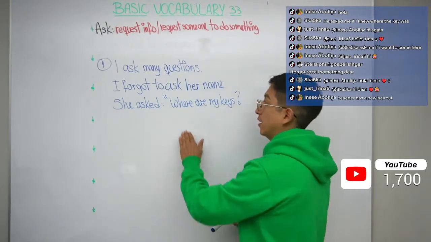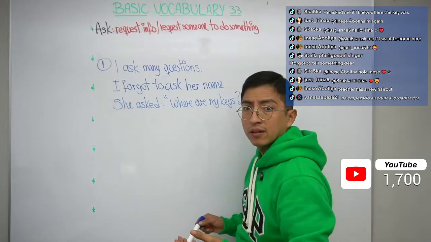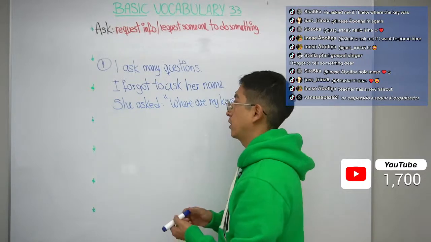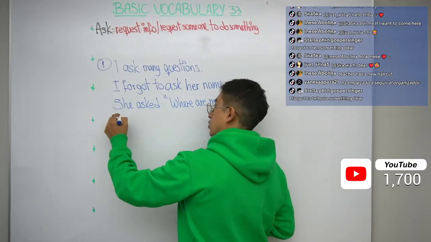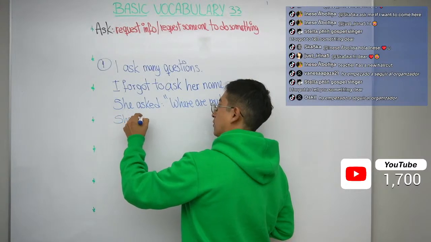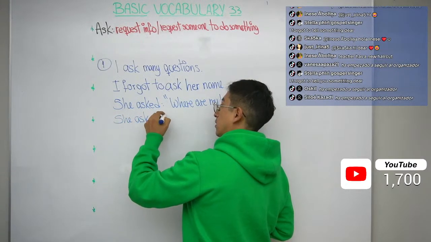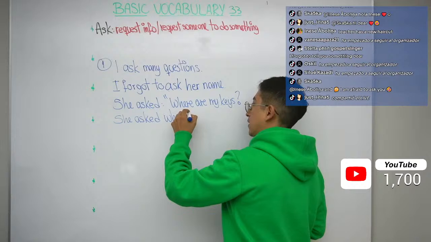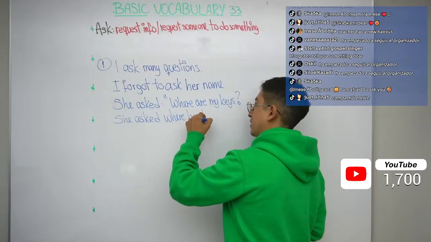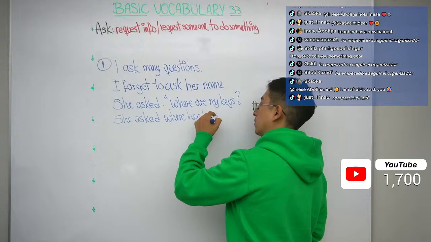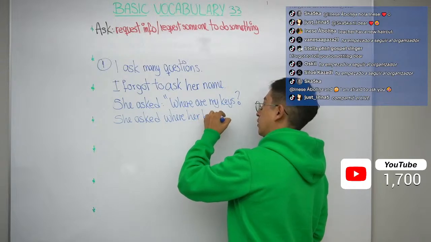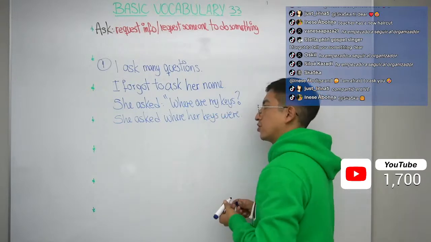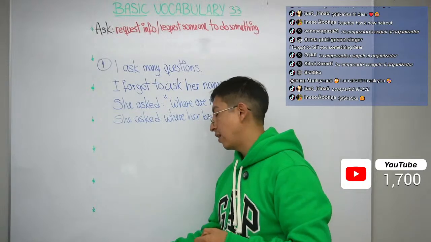Yep. Now this is direct. Hey, where are my keys? But then you can report this. So we can say, for example, she asked, simple past, okay, where her keys, or where, sorry. Okay, we are using reported speech. She asked where her keys were.